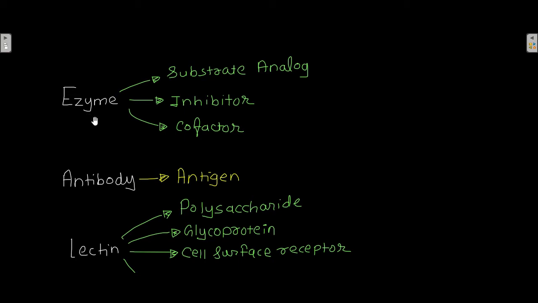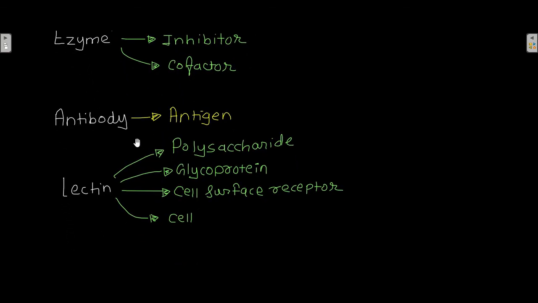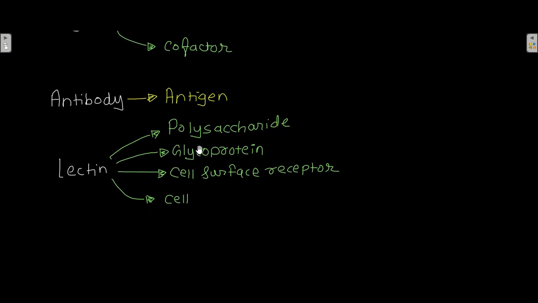If the ligand is an antibody, then the molecule of interest that you can isolate is the antigen. If the ligand is lectin, then you can isolate polysaccharide, glycoprotein, cell surface receptor, and even cells as well. So these things can be isolated and purified if you are using lectin as the ligand.